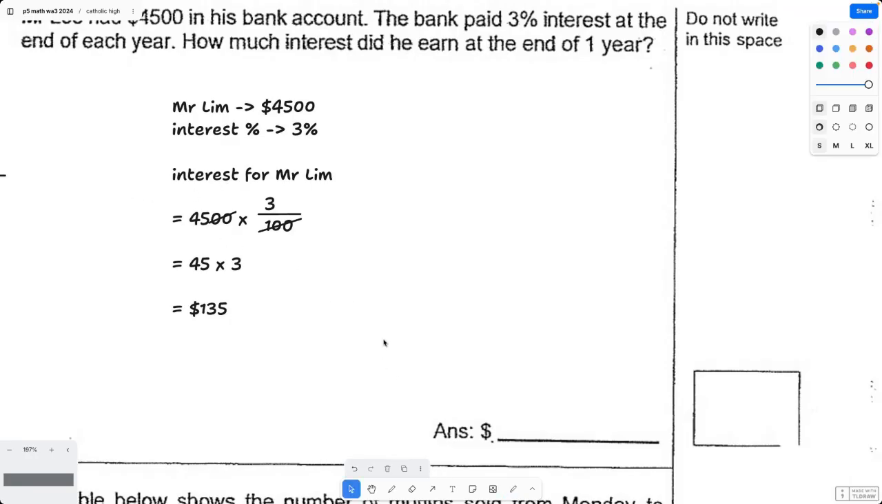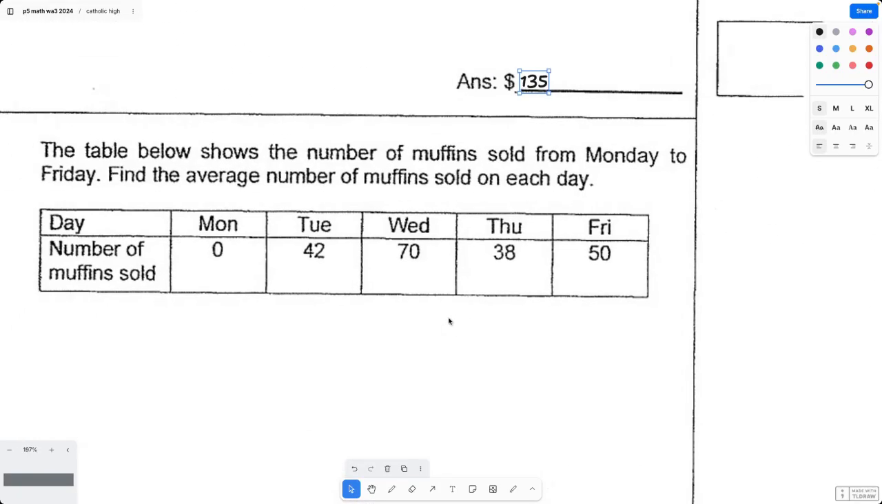Okay, so now we know the interest from Mr. Lee. Then the next thing is, let me just make this a little bit nicer. So how much interest did he earn at the end of 1 year? There you go, interest from Mr. Lee for 1 year. Okay, and the answer is $135. Okay, let's move on to the next question.